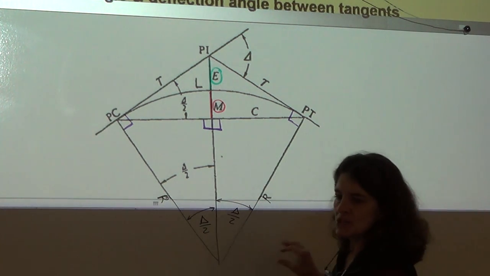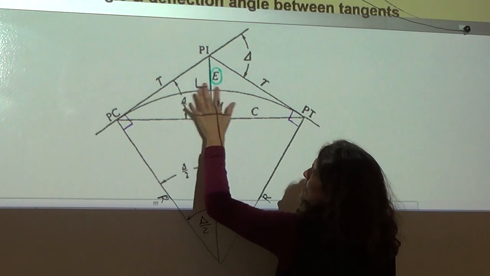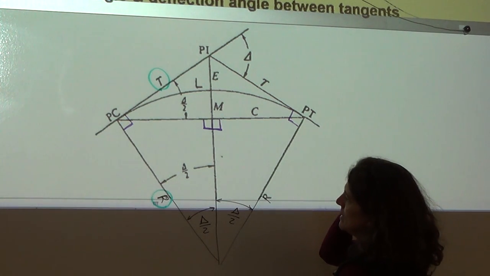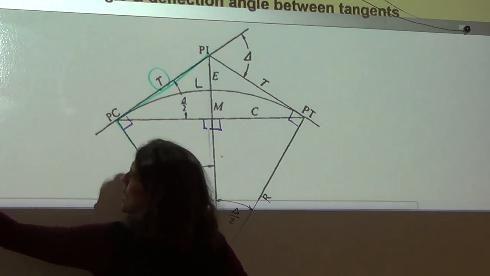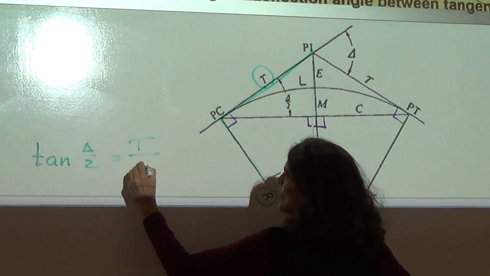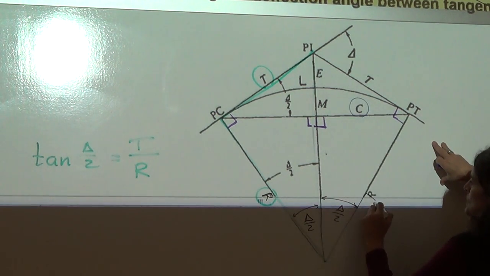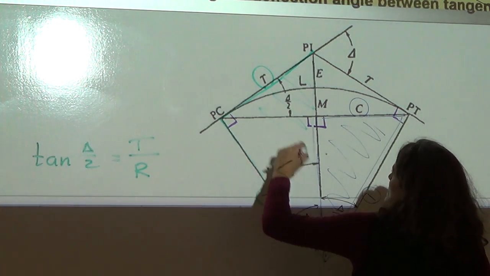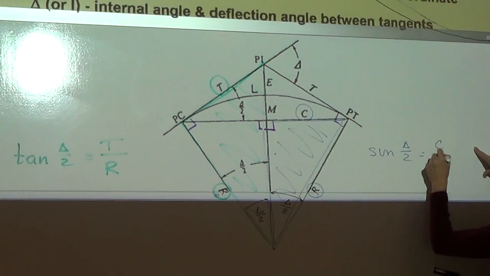So if I wanted to establish a relationship between, I'm going to erase these now, okay? Just now you know where they are. If I wanted to establish a relationship between T and R, wouldn't I use this triangle right here? Because the tangent of delta over 2 is T over R. Does everybody agree? And if I wanted to establish a relationship between C and R, wouldn't I use the smaller triangle? So the first case I used the larger triangle. And now I'm using the smaller triangle because the sine of delta over 2 is equal to C over R.